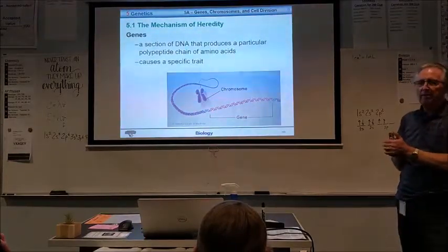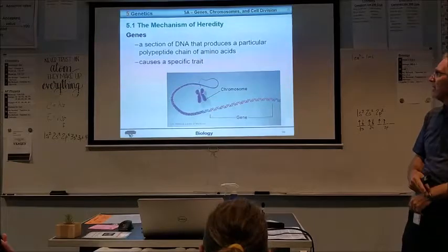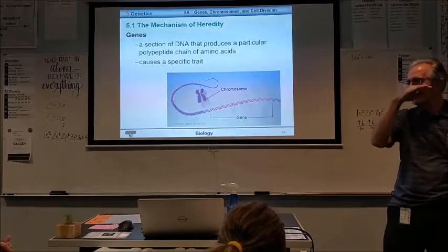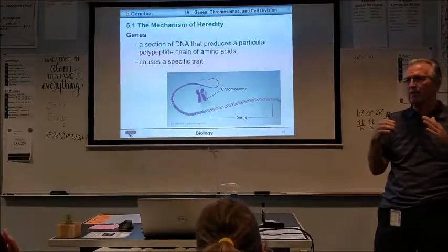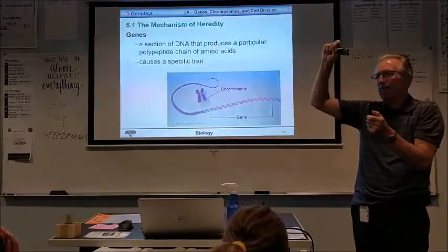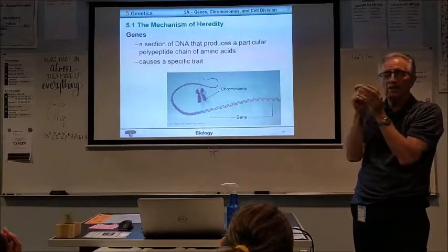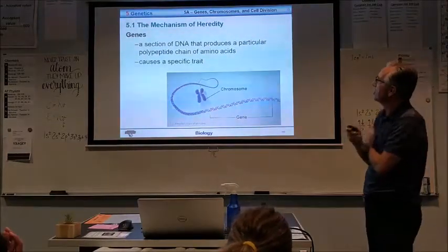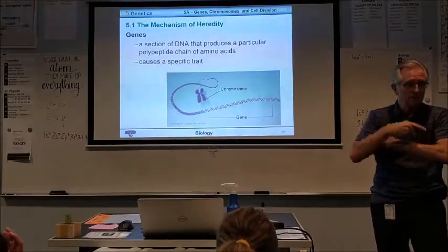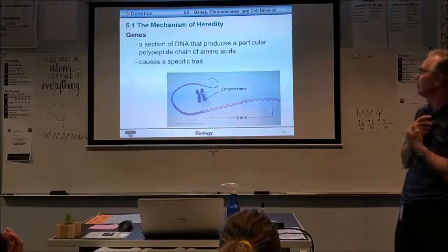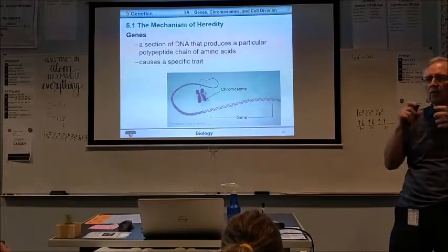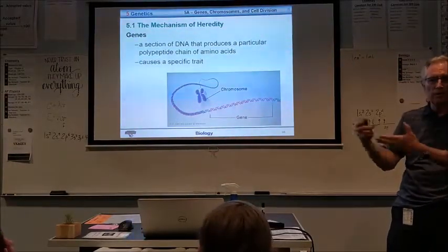So, genes, okay, this is one thing we'll talk a lot about, is genes. A gene is just a section of a DNA molecule, and we talked about that in the last chapter when we were talking about how DNA unzips, transcribes messenger RNA from it. Well, a section of that DNA are genes. And what do they do? They produce a particular polypeptide chain of amino acids. Okay, that's a repeat from the last chapter. But they cause a specific trait. So there's a gene for your characteristics, why you look the way you do.